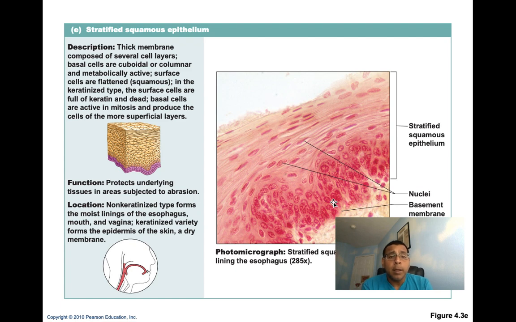Now, these cells are going to be cuboidal shaped. So you're not going to use those to identify this tissue, because then you're going to call it cuboidal epithelium when it's not. Here you can see the surface cells. These surface cells you see up here, you can see now they are flat. They're flat, they're squished, and they're squamous shaped. These are the cells you're going to look at to determine this as being stratified squamous epithelium.